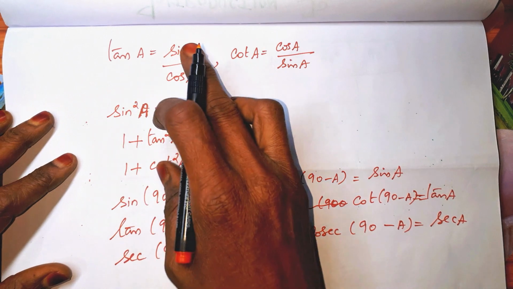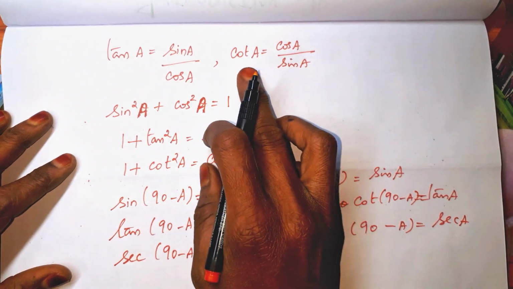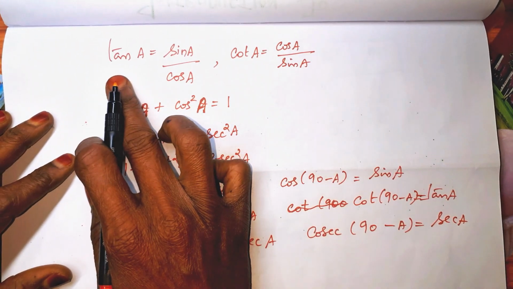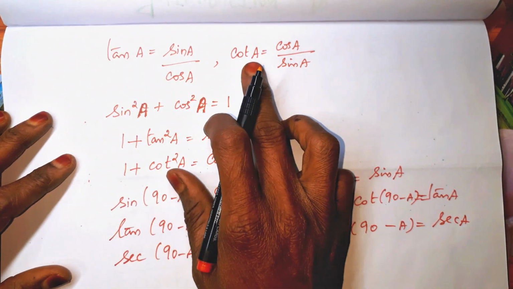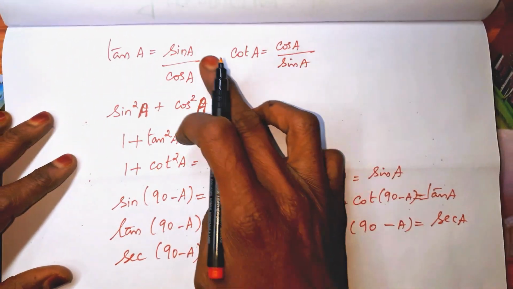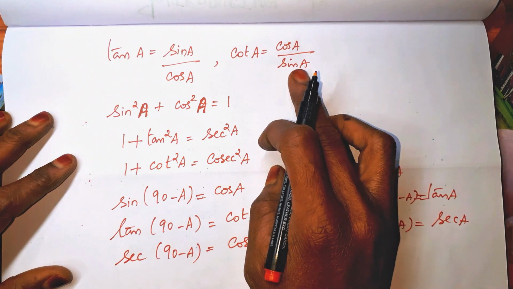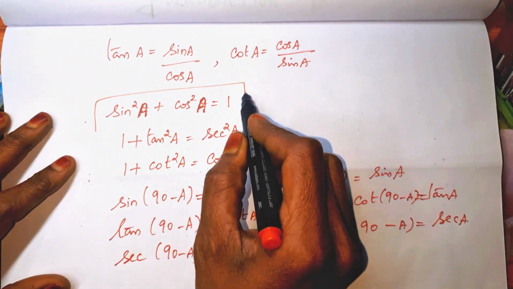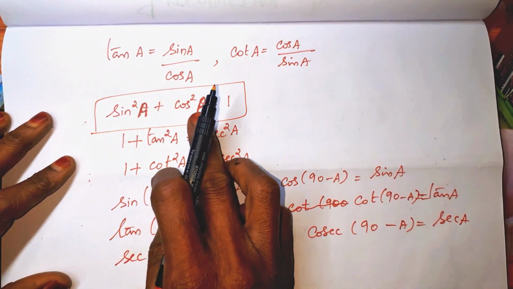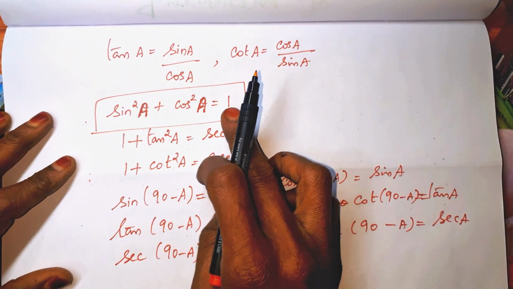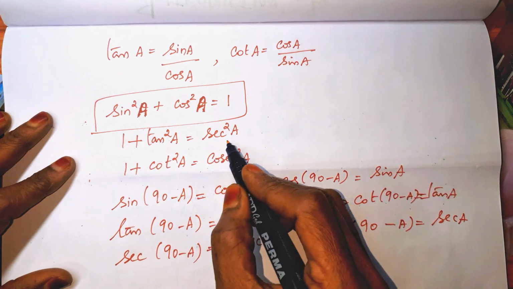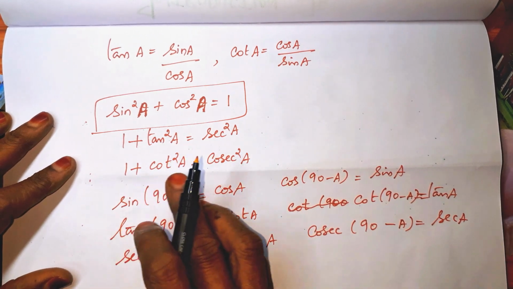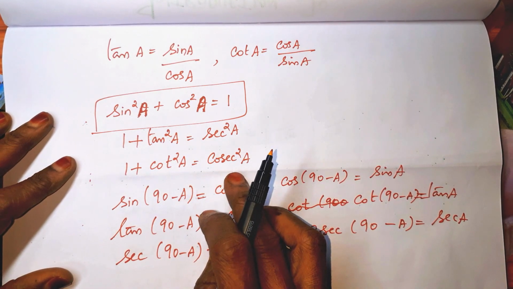Tan A is equal to sine A by cos A. Cot A is equal to 1 by tan A, it is the inverse of tan. So cos will come in the numerator, sine will come in the denominator: cos A by sine A. And this is an important formula. Sine squared A plus cos squared A is equal to 1, and 1 plus tan squared A is equal to secant squared A. 1 plus cot squared A is equal to cosecant squared A.